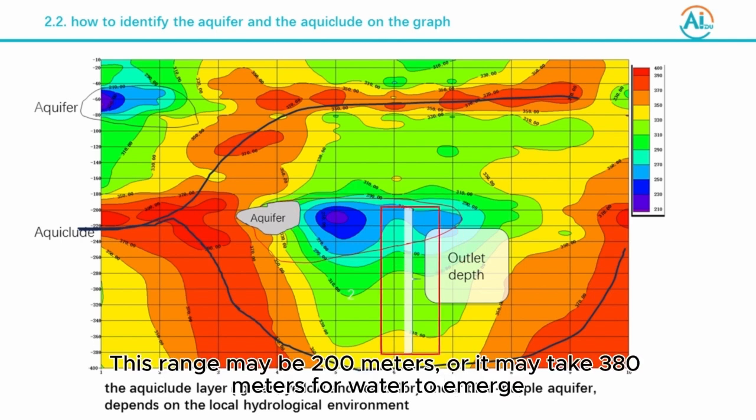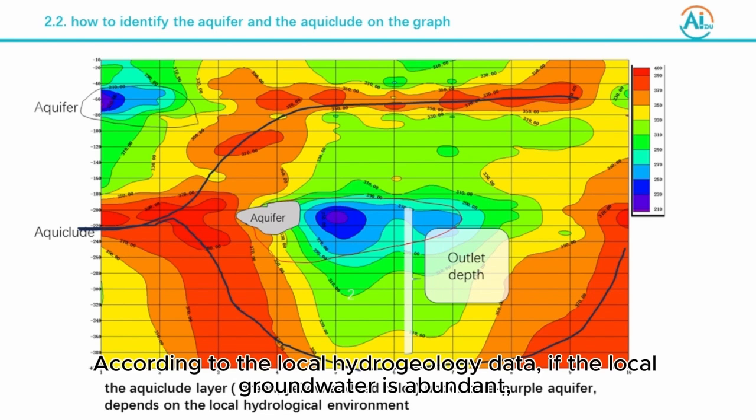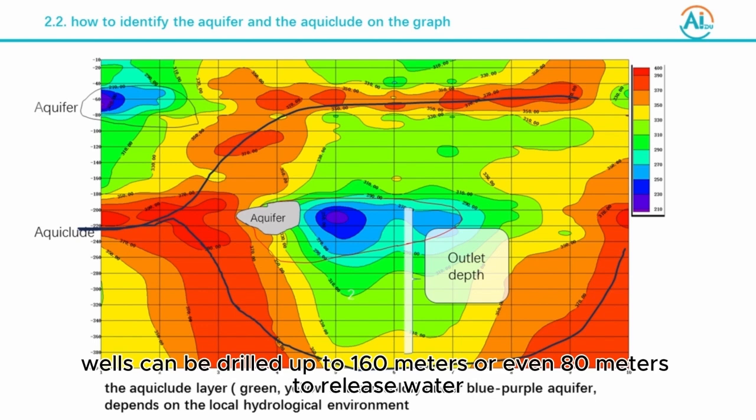This range may be 200 meters, or it may take 380 meters for water to emerge. According to the local hydrogeology data, if the local groundwater is abundant, wells can be drilled up to 160 meters or even 80 meters to release water.